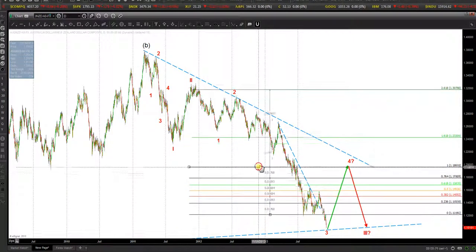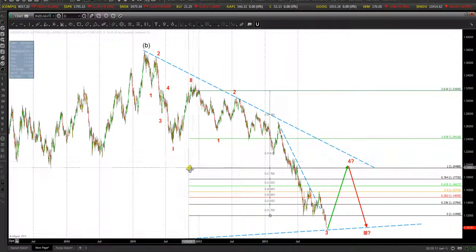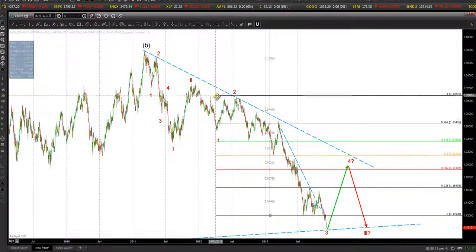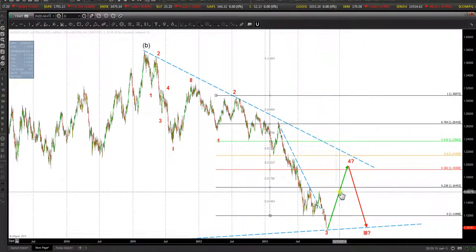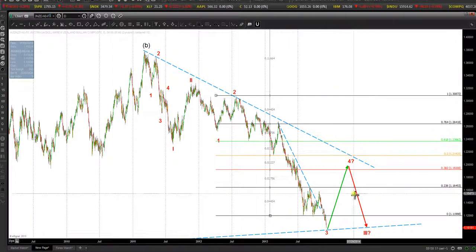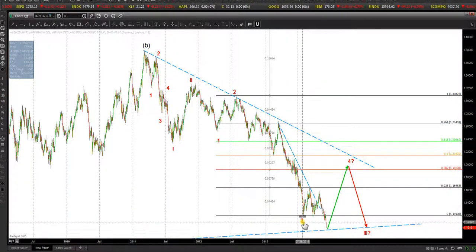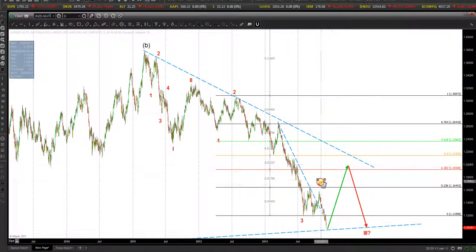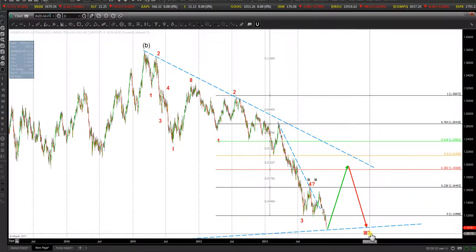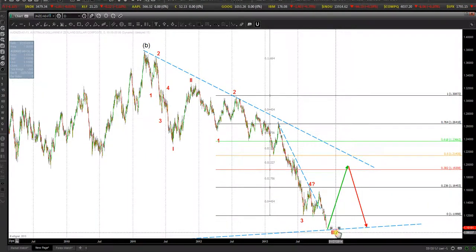And if we do have that labeled as 3, then the wave 4 would be just a tad shy of that 26.4% mark. So we still can have it labeled as that, and then the wave 4 here, and then we're looking at that wave 5 to round out this larger wave 3.